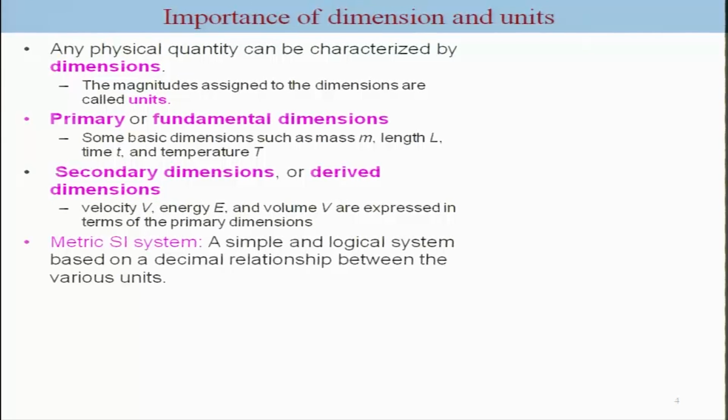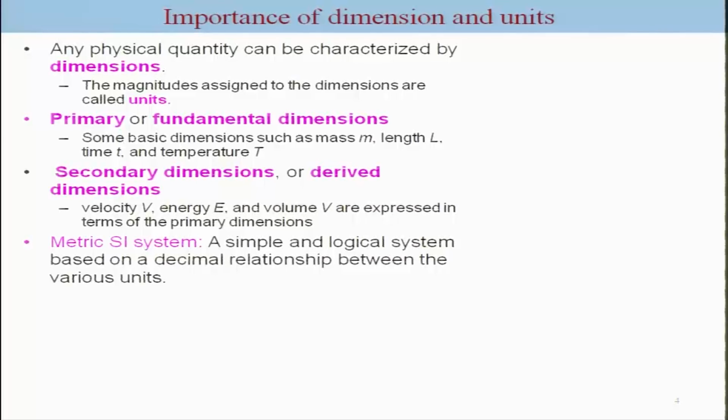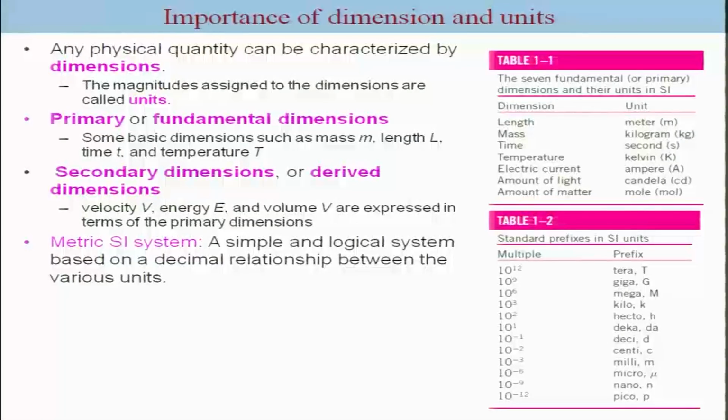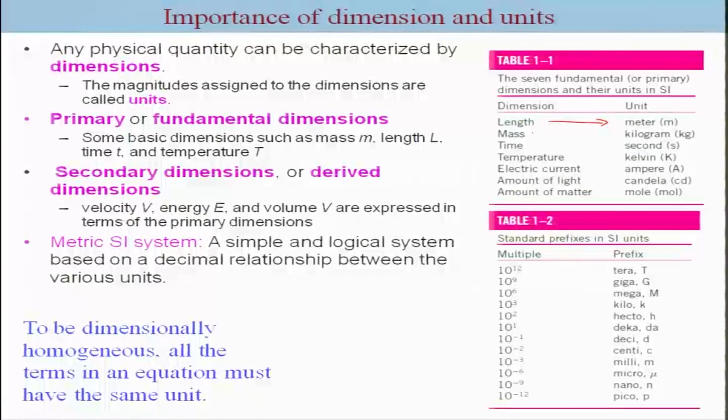Okay. Now, there are many ways to represent these dimensions, and that is what we call systems. One example is the international standard system, which we call SI, the metric SI system, which is a simple and logical system based on decimal relationships between various units. Examples of SI units: length is meter, mass is kilogram, time is seconds, temperature is Kelvin, and so forth.